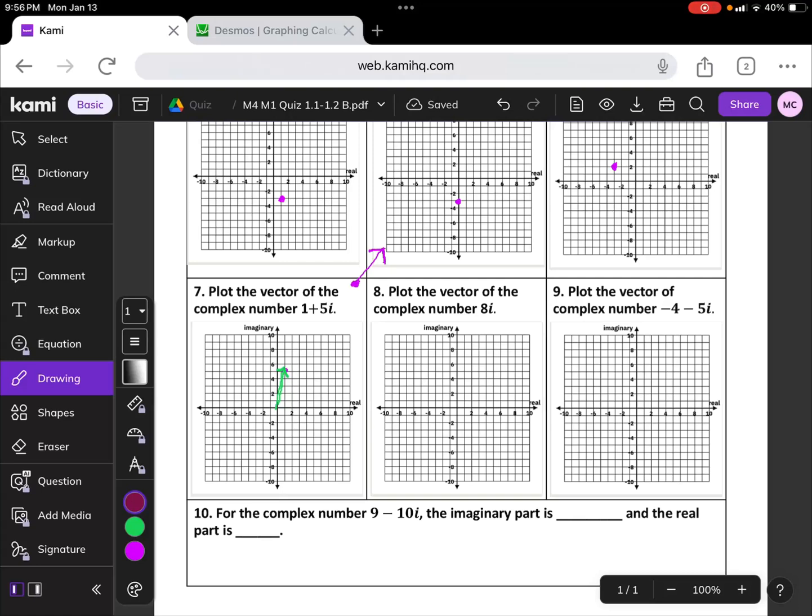And so we would be at 8i here. And then we want to draw it as our vector. So you would start at the origin, and then you would draw up, and you would put your arrow right at your complex number. Now number 9, we have a negative 4 for our a, and a negative 5i for our imaginary. So you're going to go over to negative 4 on the real line, and then you're going down to the negative 5.